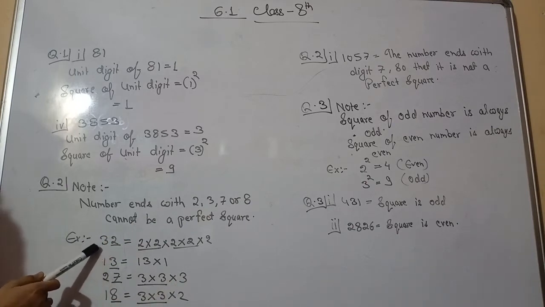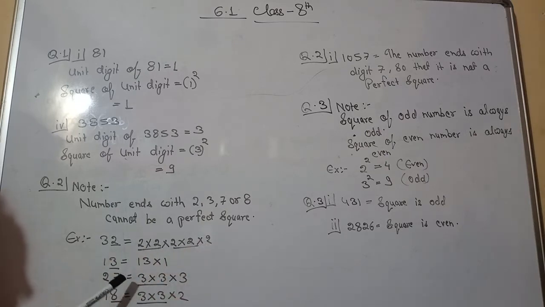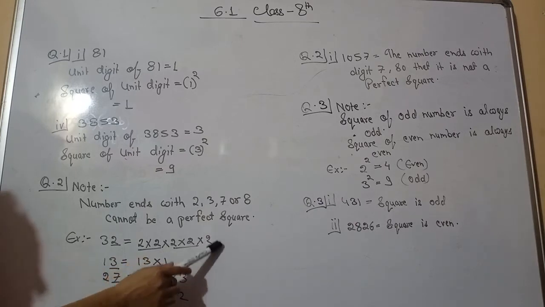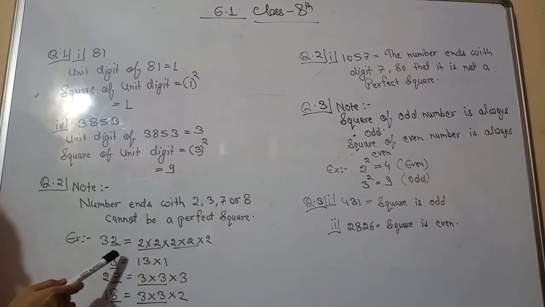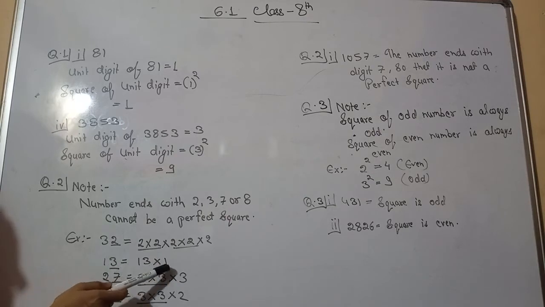For example, here you can see 32. 32 can be split into 2 2s are 4, 4 2s are 8, 8 2s are 16, 16 2s are 32. Now for a square you need a pair of 2s, or you can say a duplet. So this is the first pair of 2, this is the second pair of 2, but this third number is all alone. So we can say 32 is not a perfect square. This is the example for 2. Similarly for 3, take 13. 13 can be split into 13 into 1. Only these are the factors. So 13 has no pair and 1 also has no pair. So a number that ends with 3 is also not a perfect square.